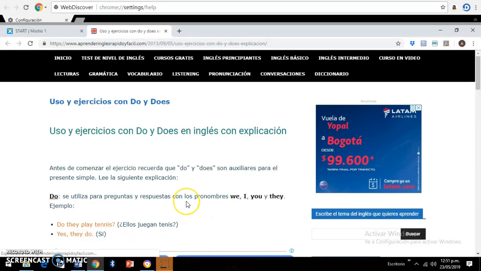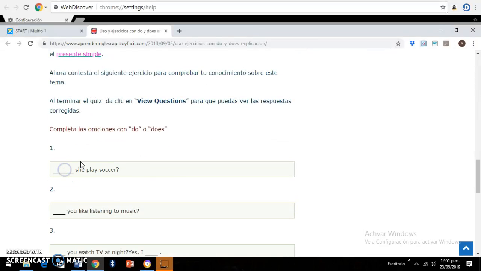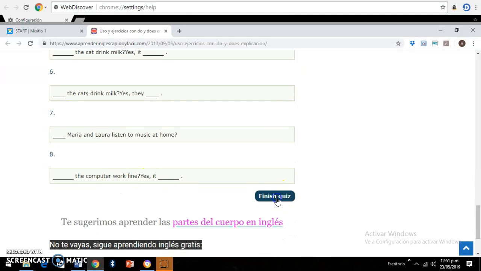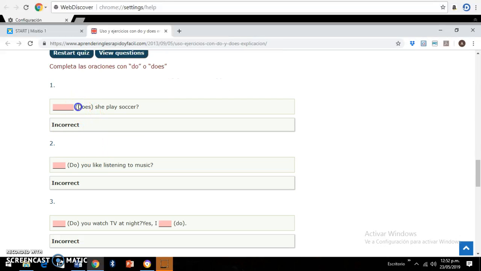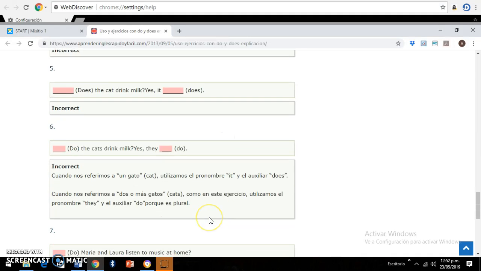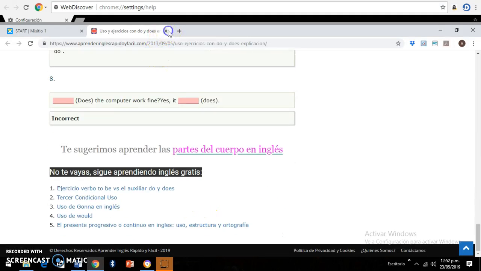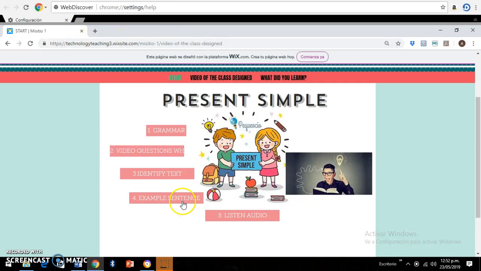The continuation: answer the questions. Finish quiz. View question. Yes? Answer correct. Correct. Finish activity number 3. Number 4, example sentence.